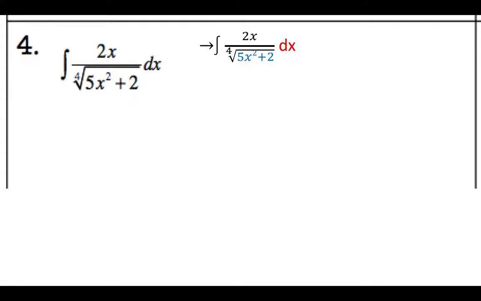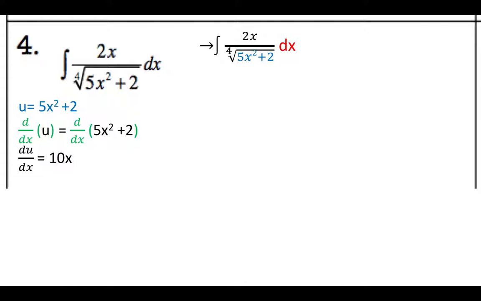Alright, let's go ahead and set it up. So u is going to be equal to 5x squared plus 2. The next step will be to take the derivative of both sides with respect to x. On the left, we're going to have du dx. On the right, we're going to have 10x. To solve for dx, the process is the same. Multiply both sides by dx. On the left, the dx is cancelled. On the right, you have 10x dx. To solve for dx, you're going to divide both sides by 10x.